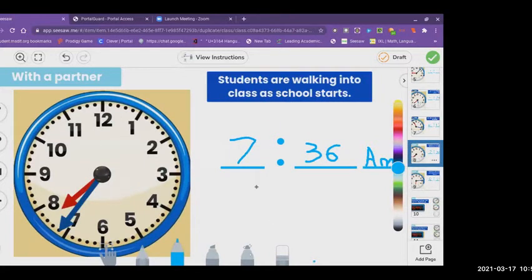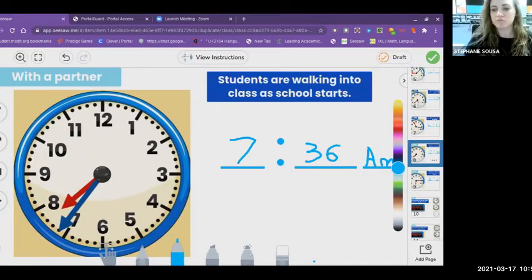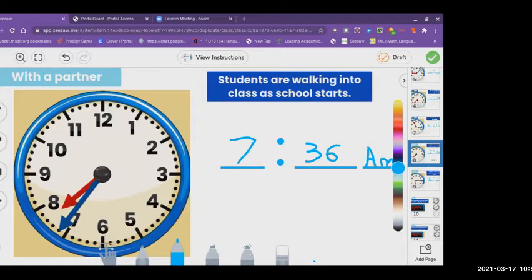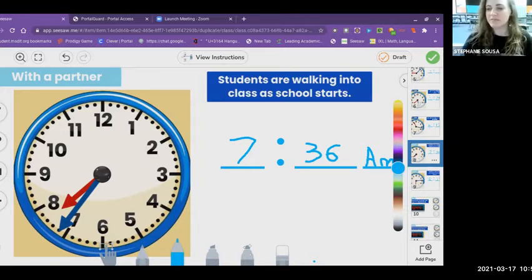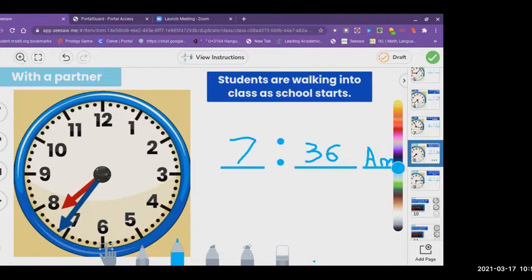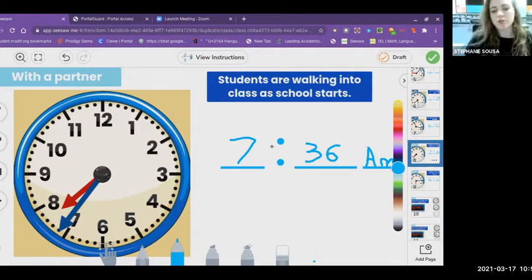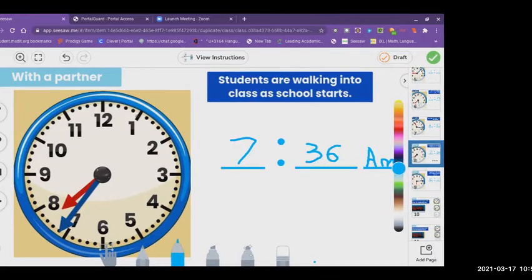We came up with 7:36 a.m. Okay, how did you know it was AM? Because it says students are walking into class as school starts. Awesome. So AM tells us that it is morning time because we know that school starts in the morning. Wonderful. Daniel, how did you and your partner know that the minute was 36? Because we counted from 5, from 1 all the way to 7, and then we counted on 1 minute.